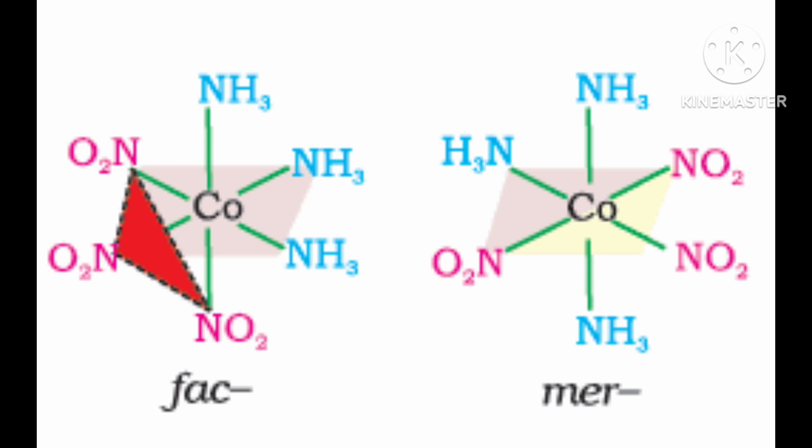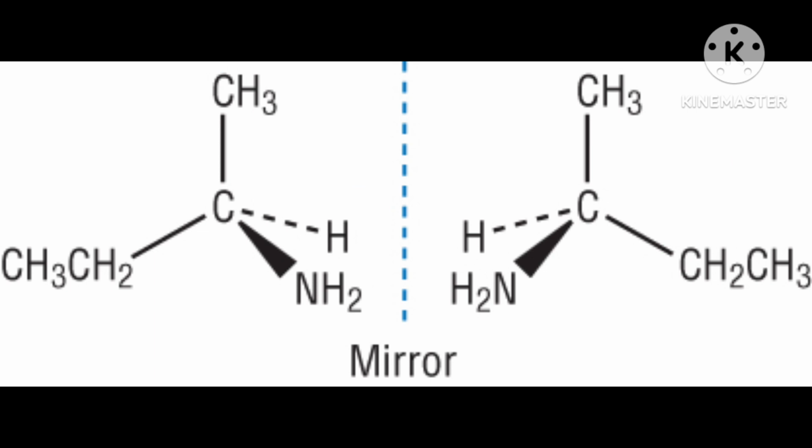Then here you can understand that these facial and meridional isomers both exist in the case of Ma3B3. Means in octahedral coordination entities, these two isomers occur: facial isomer and meridional isomer.